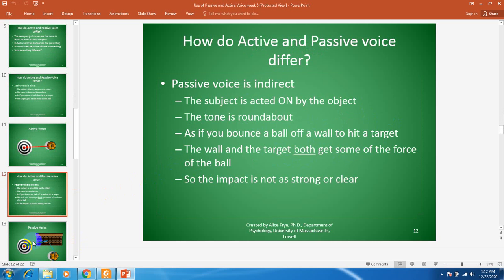How are active and passive voice different? Passive voice is indirect. Active voice is direct and passive voice is indirect. The subject is acted on by the object.